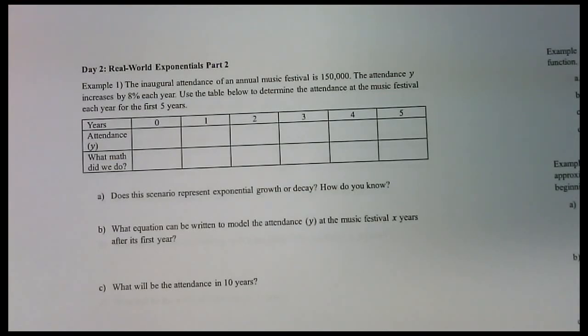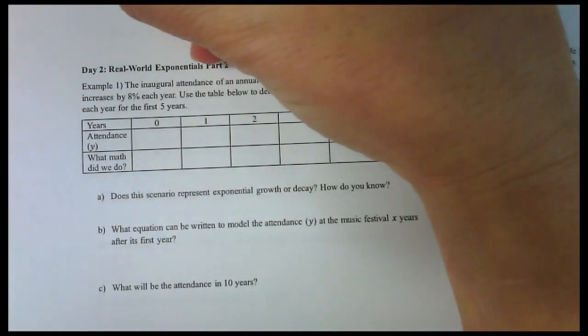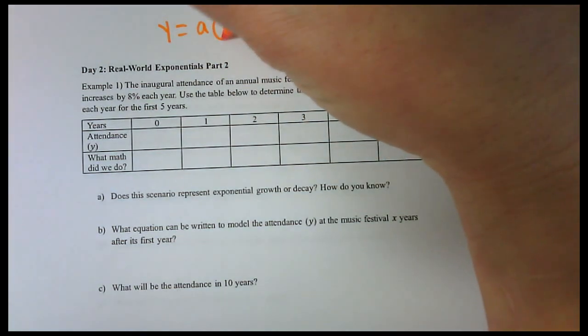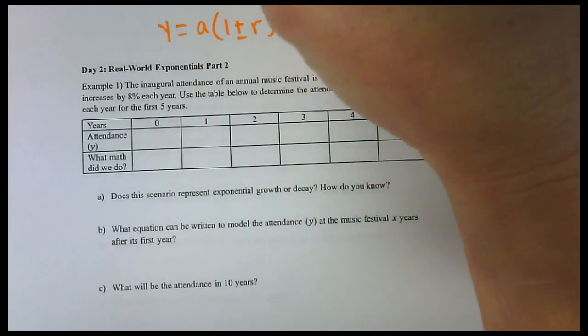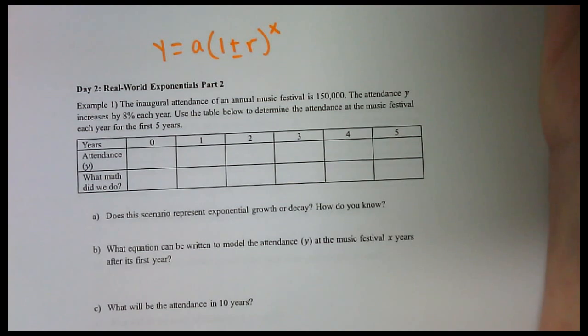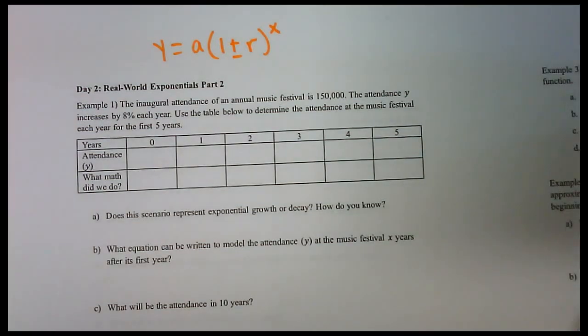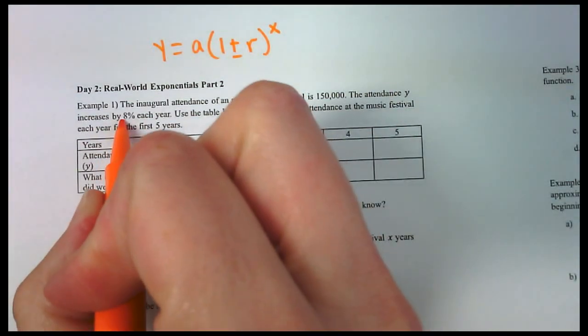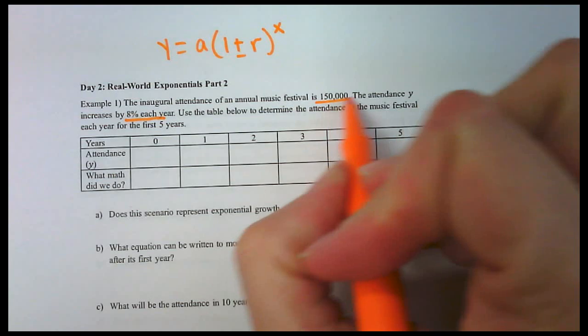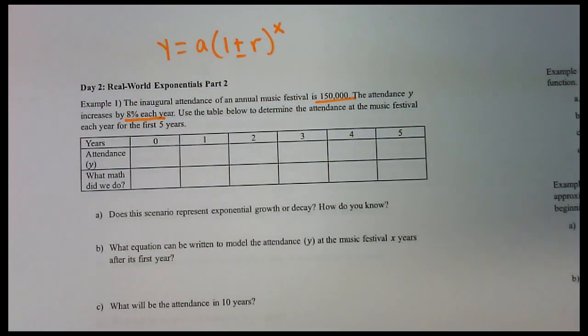Okay, so this is slightly different than what we talked about yesterday. These are going to be more in the format that look like this. So we're going to have a rate that we're either going to have to add or subtract from 1. So this one says 8% each year, and we're starting at 150,000.